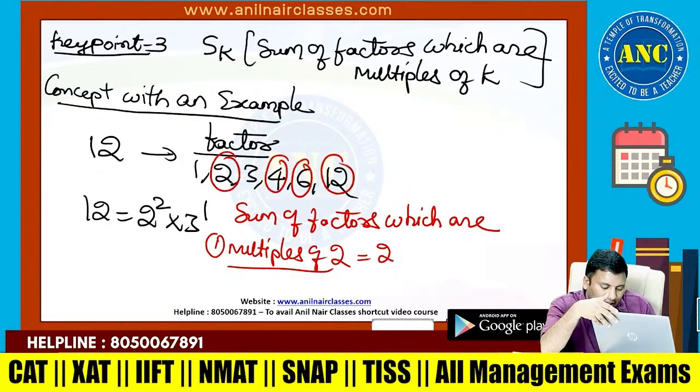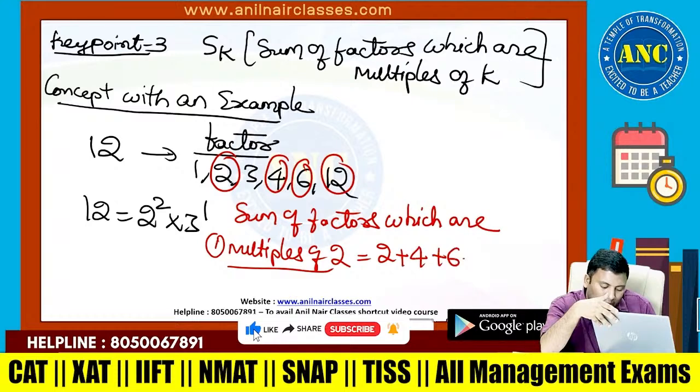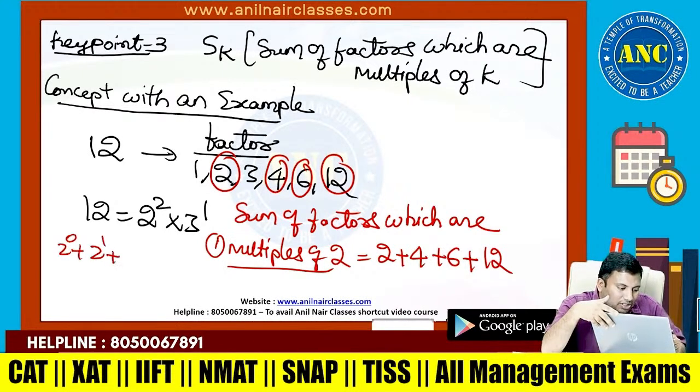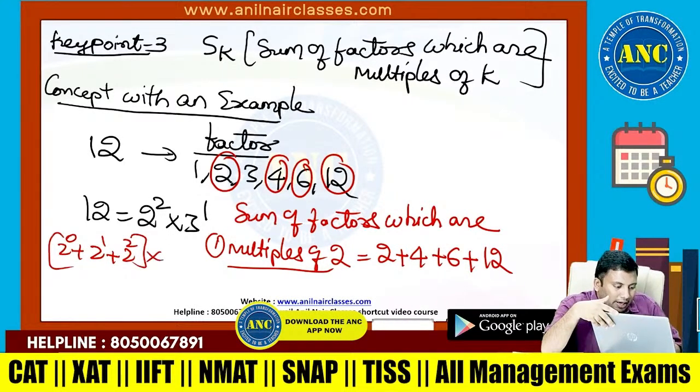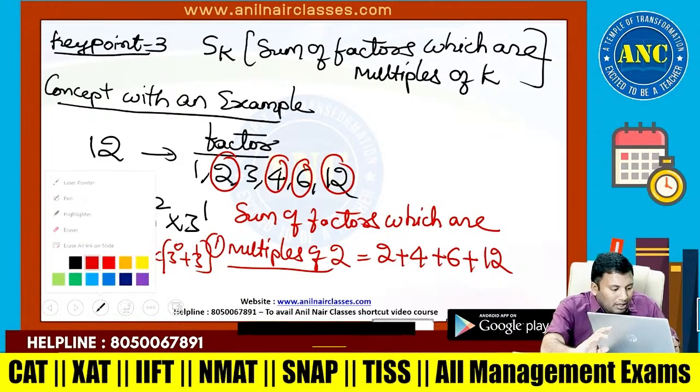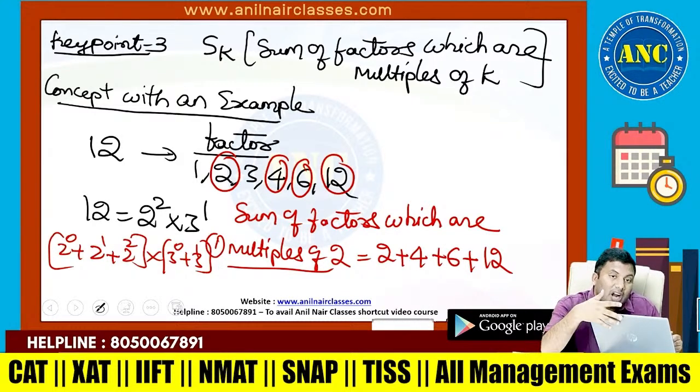So generically the value is 2 plus 4 plus 6 plus 12. But if you write it mathematically, the sum of the factors is (2^0 + 2^1 + 2^2)(3^0 + 3^1). It is multiples of 2, which means it should start from 2. What are the multiples of 2? 2 1s are 2, 2 2s are 4, 2 3s are 6. It should start from 2. Erase this value. It is starting from 2. There is no restriction on 3.